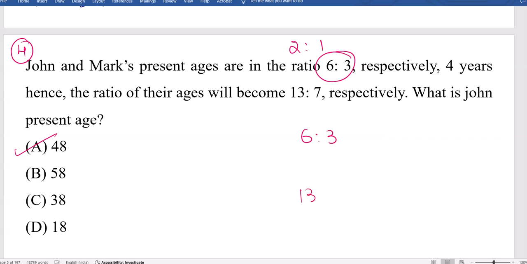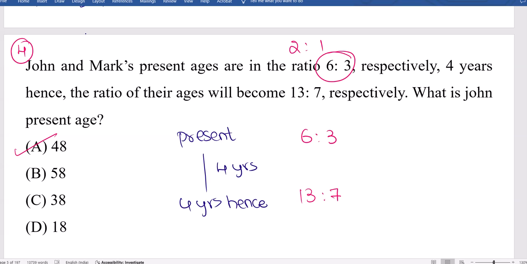After 4 years, 13 and 7. Now the gap between these two in terms of age is present, and this is 4 years hence. Now here the 4 years gap is there. As per the age, the gap is 4 years. Fine. Now see the ratio 6 to 13. How much increases, 6 to 13? 7. 3 to 7? 4. Actually, both ages are increased by 4. Your present age after 4 years means whether Jan's age or Mark's age, both are increased by 4. Both are the same number. But in ratio, both are not increased by the same. Then you need to do some modification.